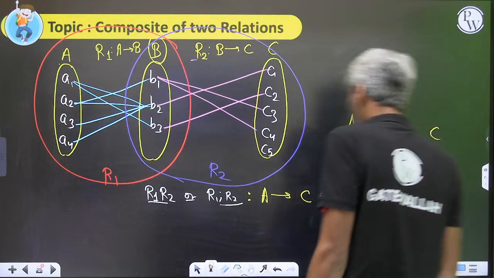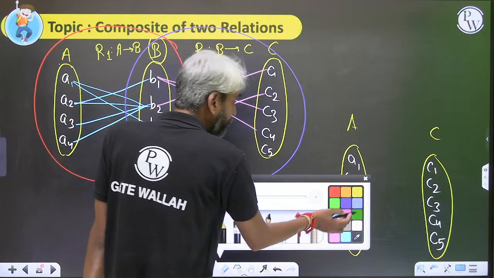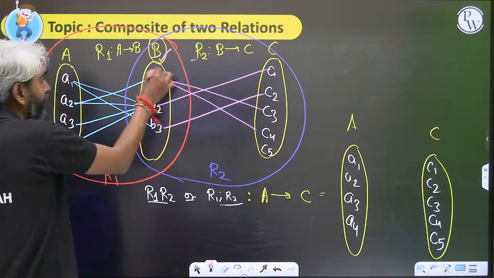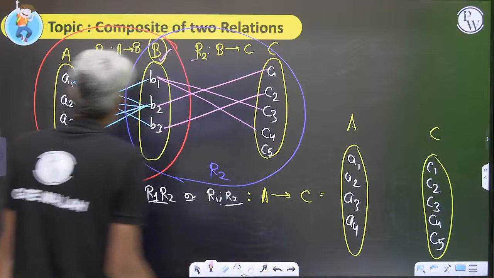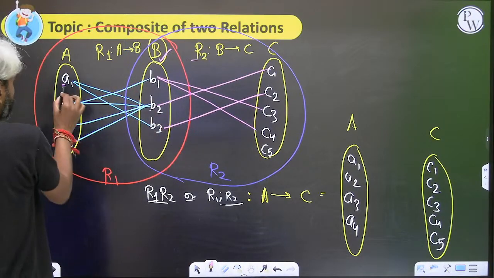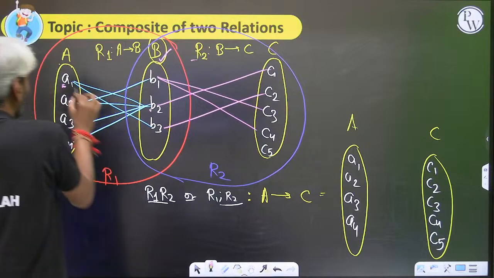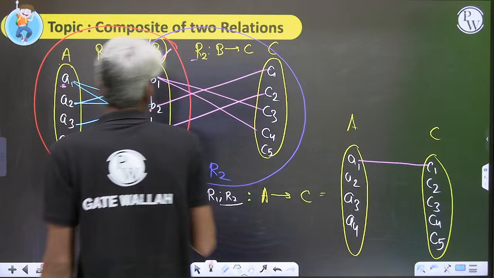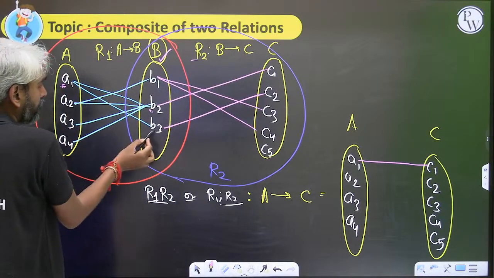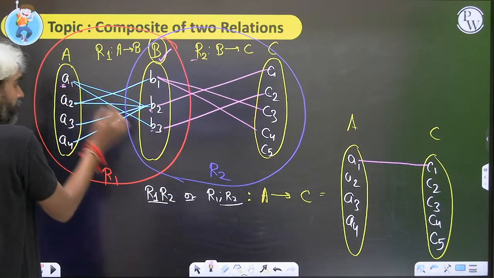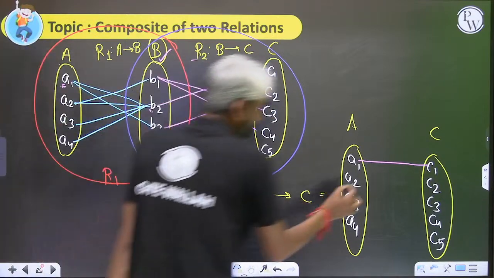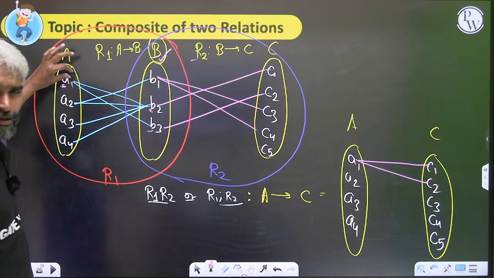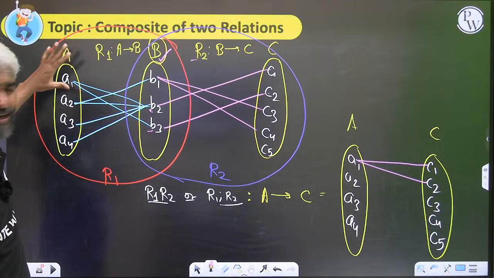So how exactly are they related? Please try to understand. The set B will behave as a bridge. Let's look at them one by one. A1 relates with B2 and B2 relates with C1. Then A1 is related to C1 via B2. Similarly, A1 also relates with B3 and B3 relates with C2. So A1 is also related with C2 via B3. We are done with all the ordered pairs with respect to A1.